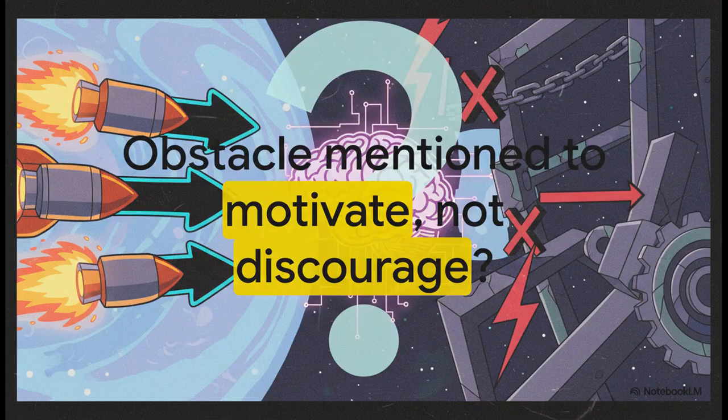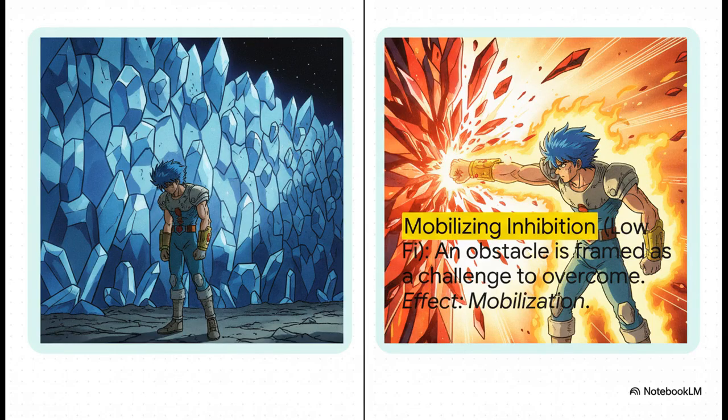So here's the puzzle you're going to run into, probably a lot. An author describes this huge, massive problem. So is that problem supposed to make you feel helpless and discouraged? Or is it being used to light a fire under you, to say, look how bad things are, we have to do something? We call this the paradox of inhibition, and here's the secret to solving it. You have to evaluate the psychological effect it has on the reader.